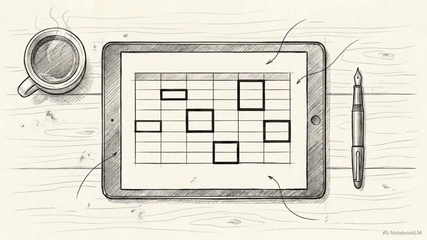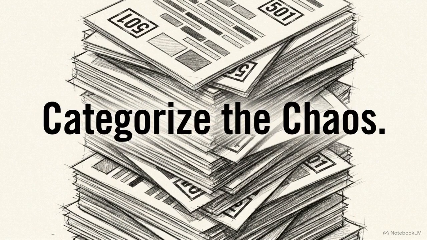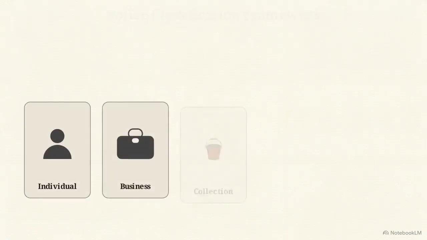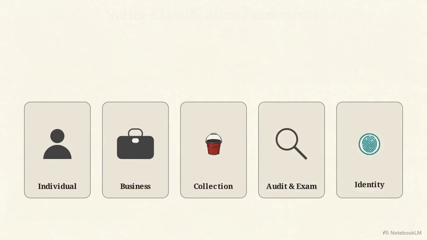Step 1 is building your database. Open a new spreadsheet. We have to categorize the massive library of IRS notices so the system understands exactly what kind of problem it's solving. This graphic shows the 5 strict categories you will use for every single notice: individual, business, collection, audit and exam, and identity.